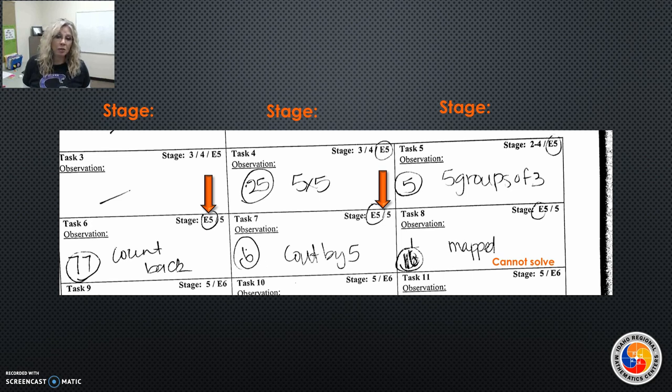However, because the student didn't solve it, we went ahead and scored this as a cannot solve, which would also be an E5. So that brings us to all three stages as an E5.